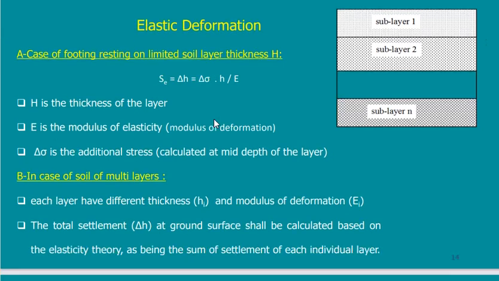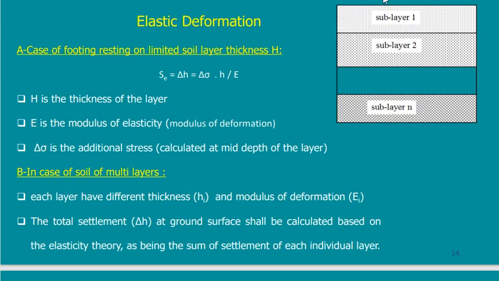Suppose I have multi-layers. I don't have just one layer. This is 1, 2, 3, 4, 5 till n, layer number n. In this case, I will calculate the settlement of each layer alone. I will take this layer, calculate delta sigma at the middle of this layer, which is the value of the additional stress that will reach this layer.